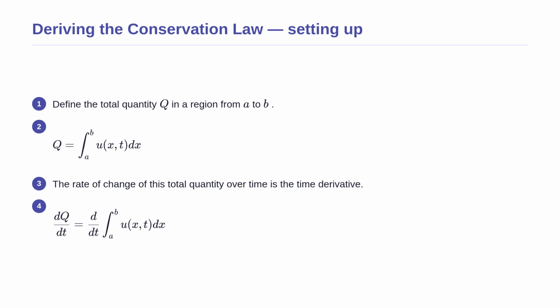We are going to prove this theorem from scratch. We start by defining the total quantity Q in an arbitrary fixed section of our one-dimensional space between points A and B. We find this total amount by integrating the density U over that specific distance. Next, we apply a time derivative to this integral to ask a crucial physical question. Exactly how fast is the amount of stuff inside our section changing as the clock ticks forward?